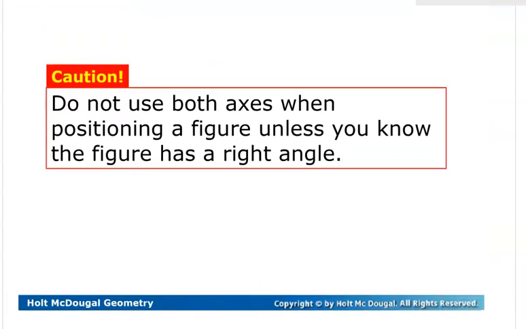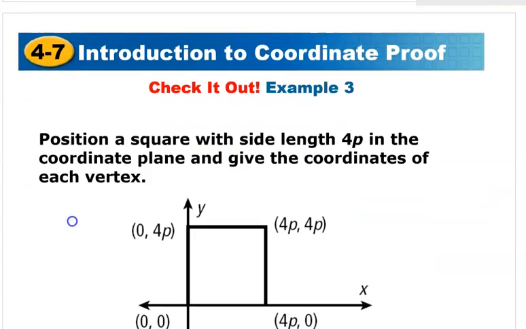Okay, so do not use both axes when positioning a figure unless you know the figure has a right angle. So if they say that you have a triangle and graph it and you do this, did they say it's a right triangle? Not necessarily. So just make sure you're careful of that. You only graph it like that if it actually has a right angle.